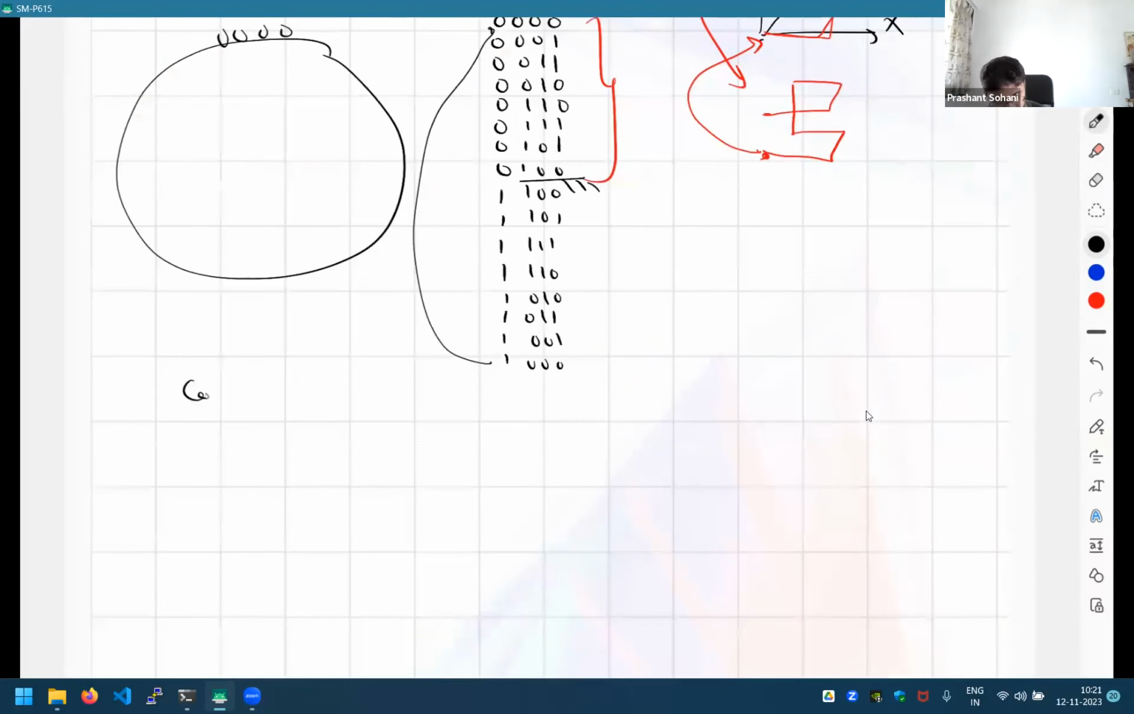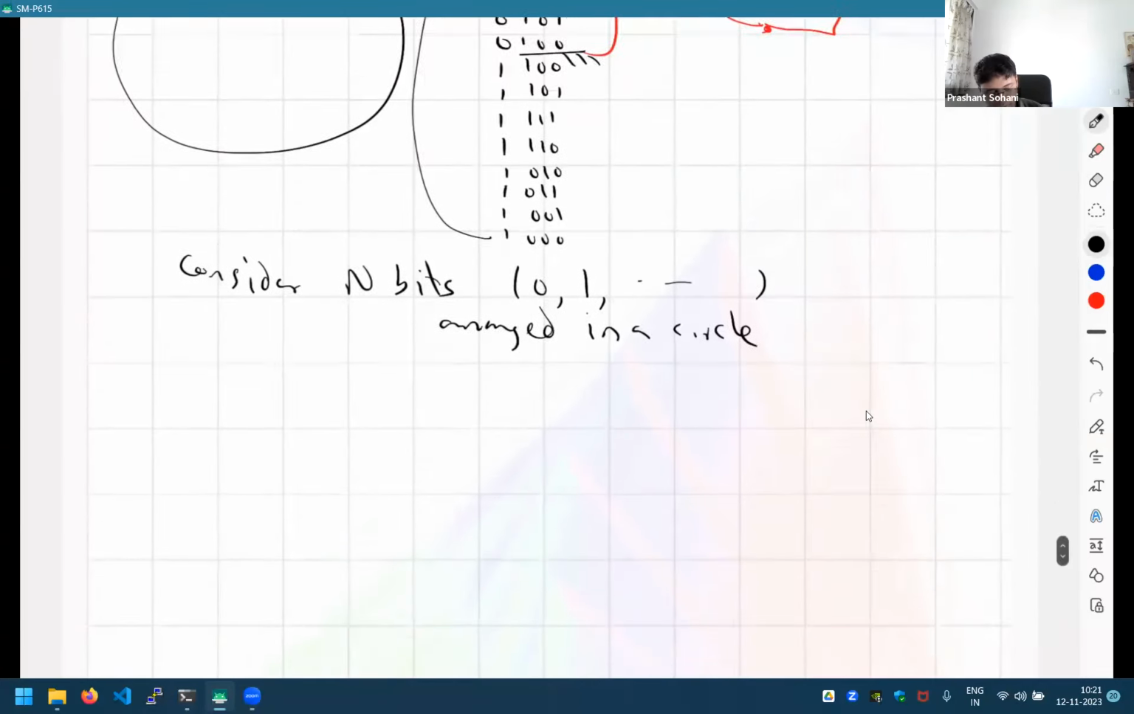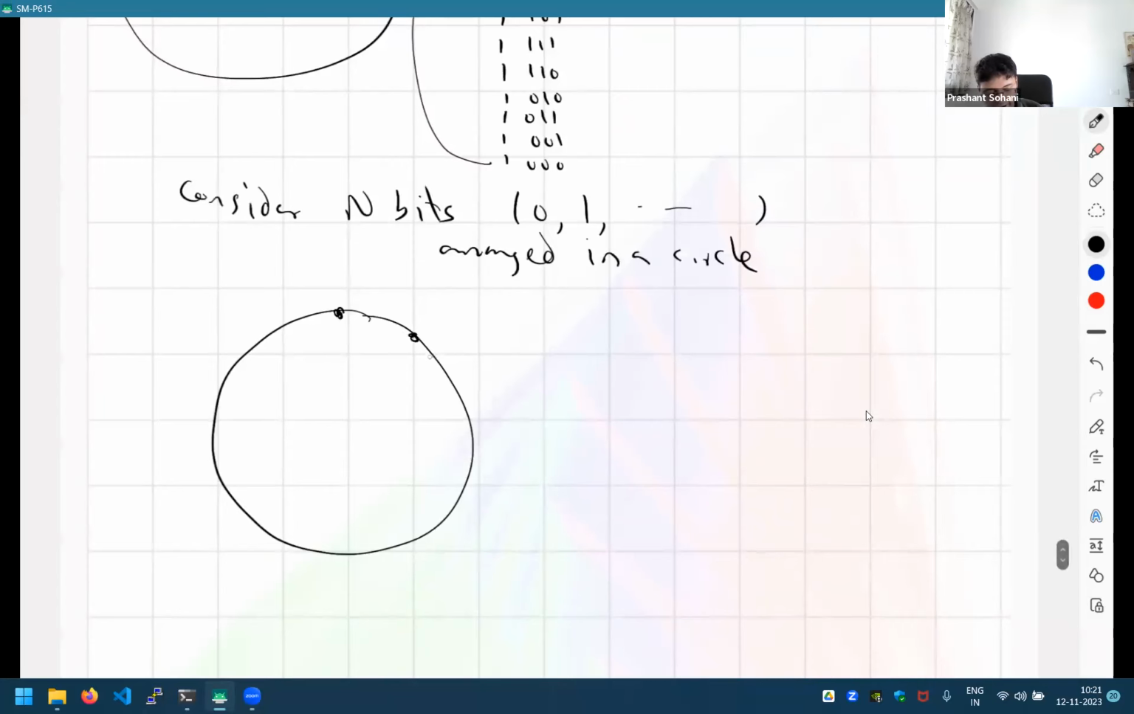So we consider n bits. In other words, there are basically zeros and ones in some order, arranged in a circle. So you consider a circle on which there are n places: place one, place two, up to place n. And in each place, you'll either write a 0 or 1.